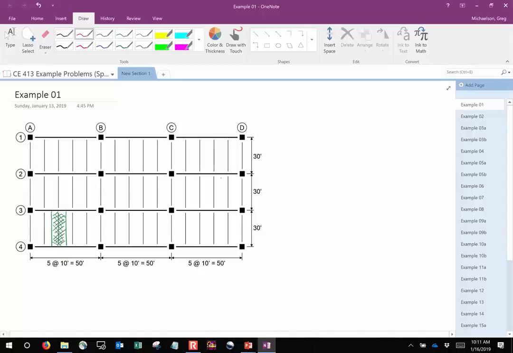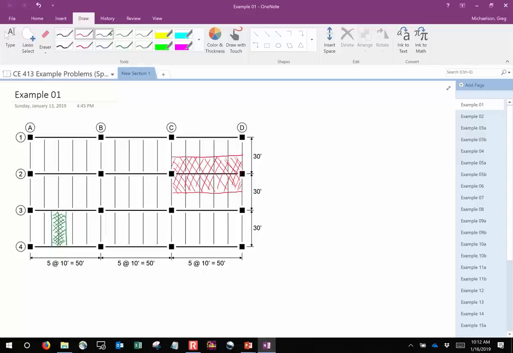Now, C2, D2, so we're talking about this girder right here. So again, halfway over to the next one, halfway over to the next one. I propose that that tributary area would look something like this. Sound good? Everybody okay with that?